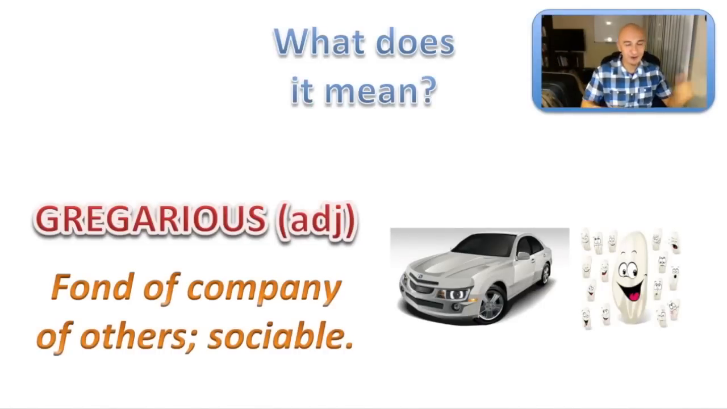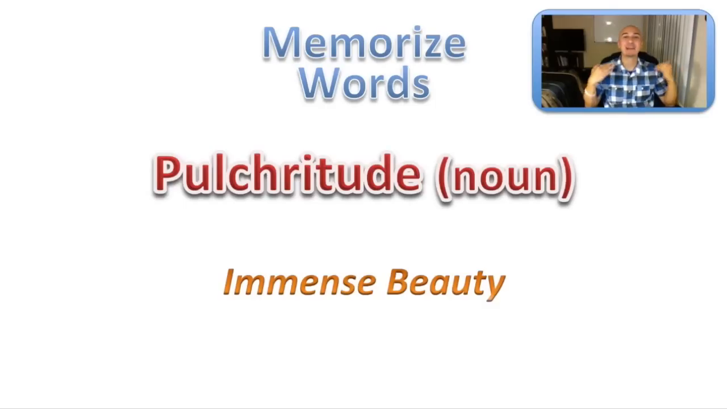So you got that right. Gregarious means fond of the company of others, or sociable: gray, car, and rice. There you go, gregarious. Last one, pulchritude. It is a noun and it means immense beauty. So start getting your wheels turning up there.